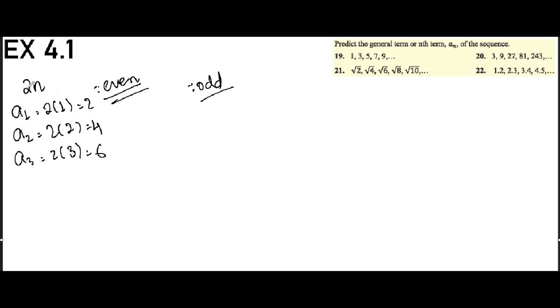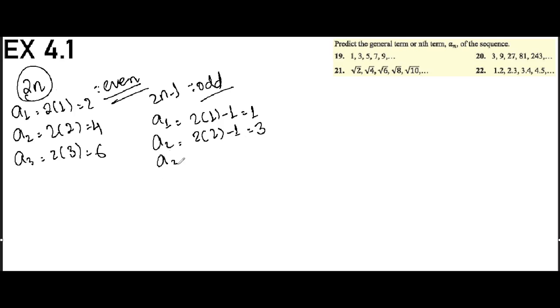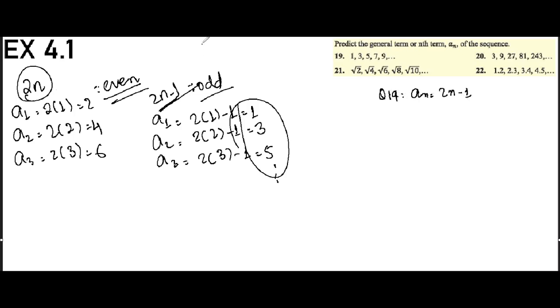For even numbers, it was 2n. For odd, it would be 2n minus 1. So a1 is 2 into 1 minus 1, which is 2 minus 1, that is 1. Now a2 equals 2 into 2 minus 1, which is 4 minus 1, that is 3. a3 equals 2 into 3 minus 1, which is 6 minus 1, that is 5. So this is the sequence of odd numbers, 1, 3, 5, then 7, then 9. So for question number 19, a_n equals 2n minus 1.